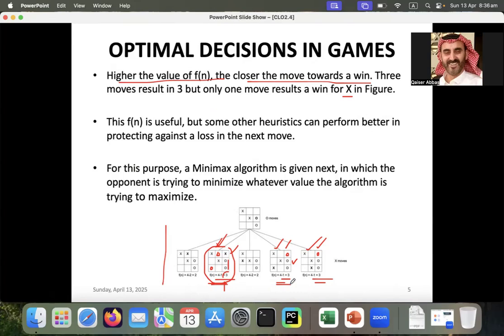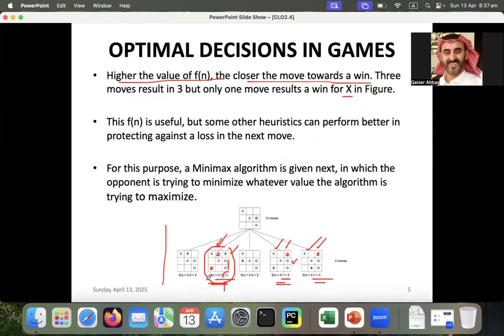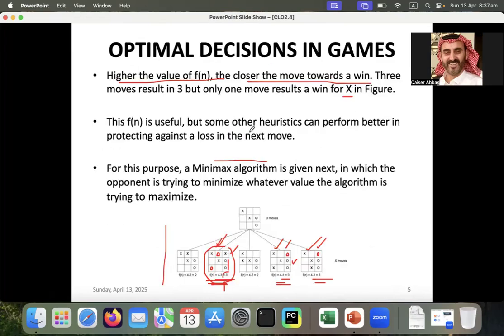So this equation that we have presented here, or this evaluation function, or this heuristic function, is a simple equation to get the understanding. You can build more complex equations to explore these different states further. And for that purpose, we are going to study an algorithm called the minimax algorithm. Probably it is given here in this slide. We will start from here.